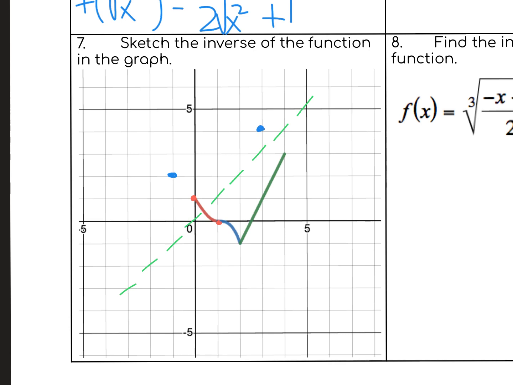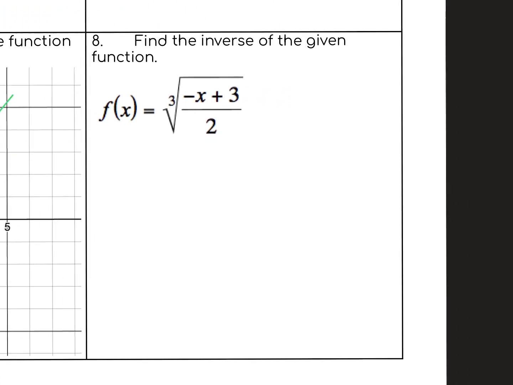So if it goes that way, it's got to kind of go that way. Got to kind of go that way. And then if it goes that way, maybe that way. And then that way. So it looks kind of like that. So that should be symmetrical. I think I messed up the blue, but it's the right idea. I'm not going to worry about it. If you have that, then you're okay.